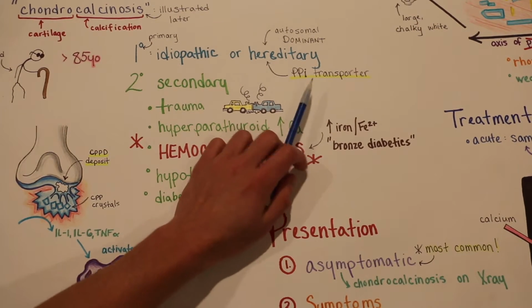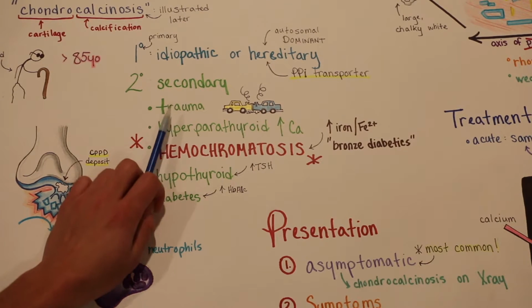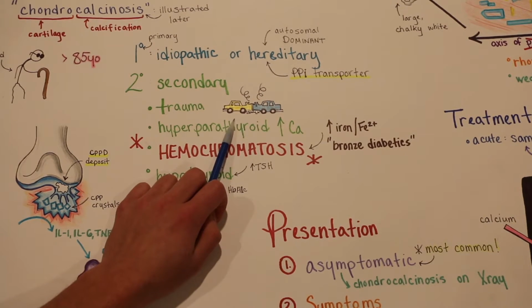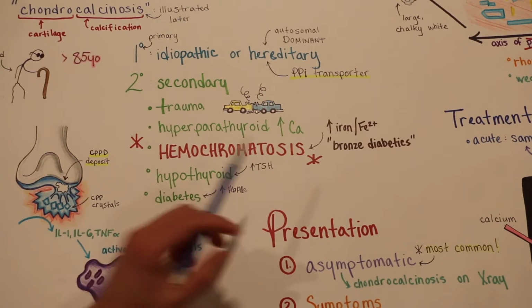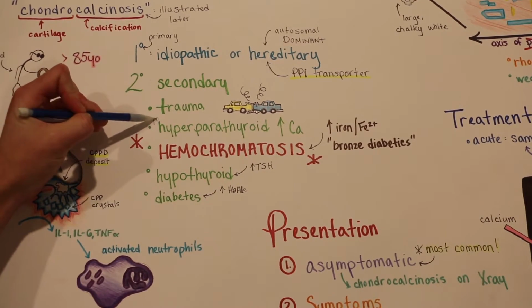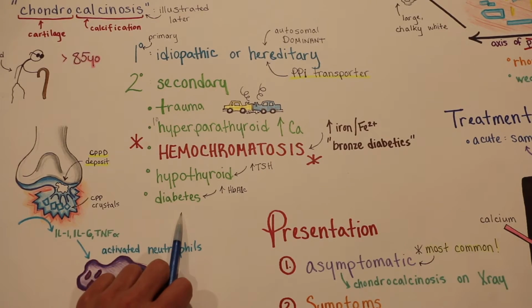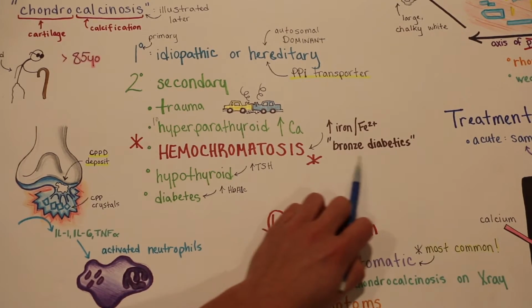In contrast, the secondary forms of pseudogout are due to another underlying process. This can occur due to prior trauma or joint damage, for example, motor vehicle collisions, hyperparathyroidism and the resultant hypercalcemia, hemochromatosis, hypothyroidism, and diabetes. The association of pseudogout, CPPD disease, and hemochromatosis is very commonly tested on USMLE Step 1.